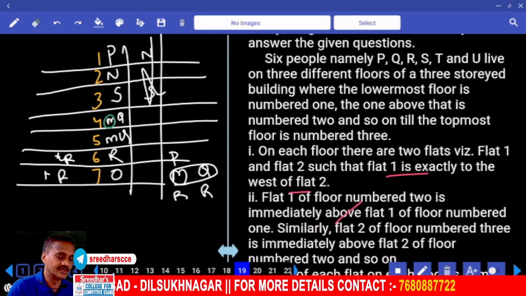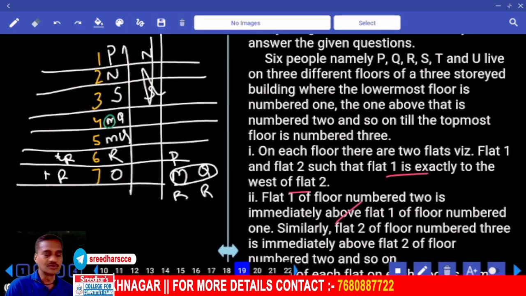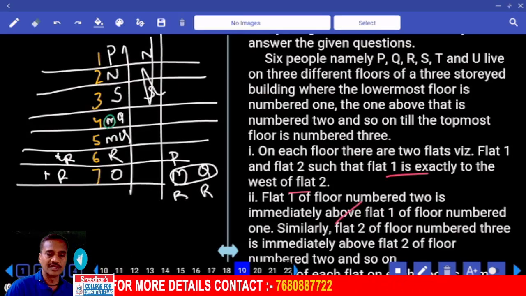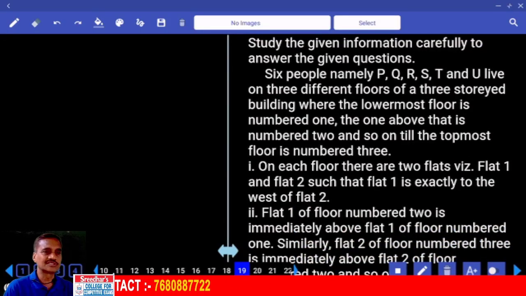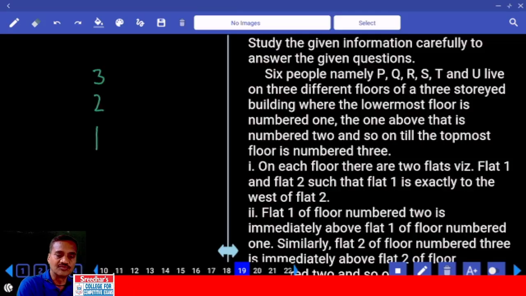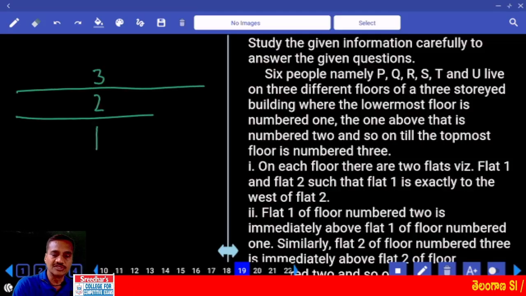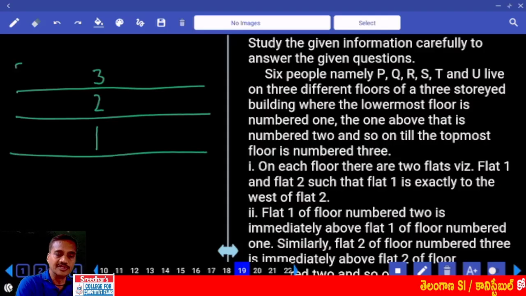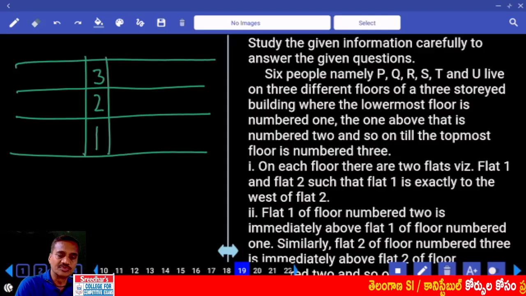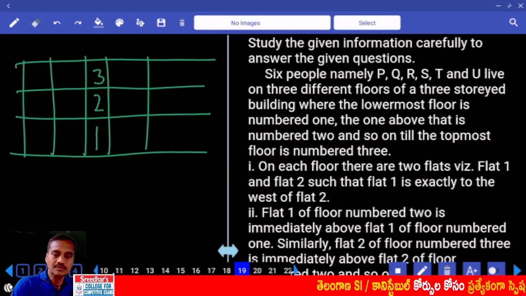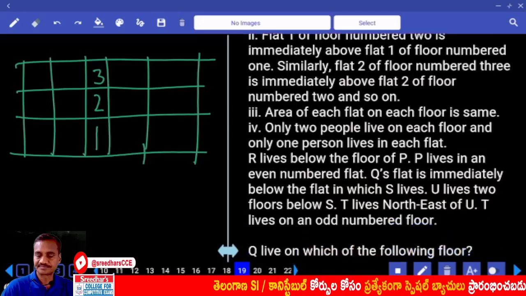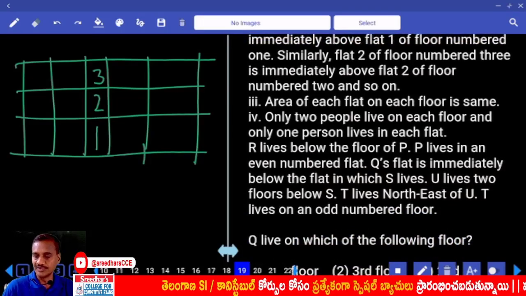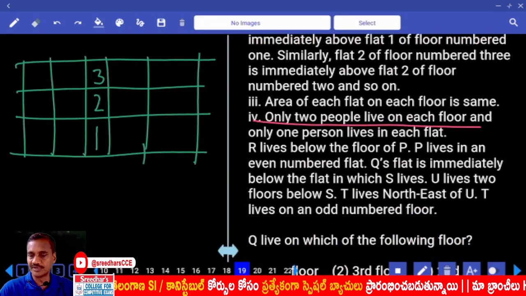Then next one, 19 onwards. 19 to 23. Now here, 19 to 23, multiple floors and multiple flats. First priority: how many floors are there? 3 floors. How many persons are staying in these? 6 people. Now in each floor, exactly 2 persons were staying. Then coming to condition number 1. Now up to here, we have only the information part.